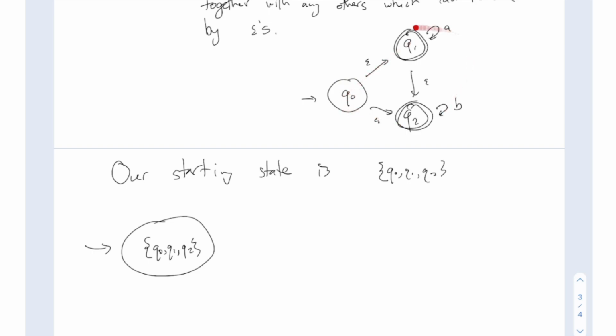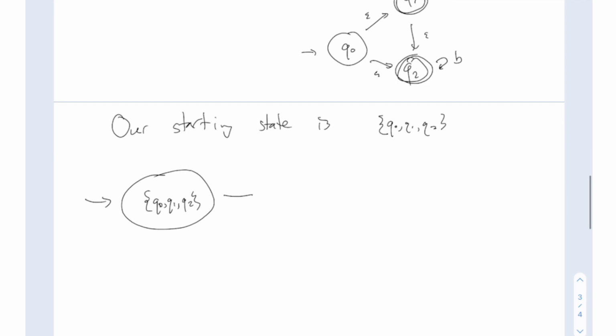So from any of these states, you can end up in Q1 if you started in Q1 and you did an A. You can also end up in Q2 by starting in Q1, doing an A and then an epsilon, all right? But nowhere can you end up in Q0. So this is a little tricky. You got to get used to this. But anyway, there's an A here, and it goes to Q1, Q2.